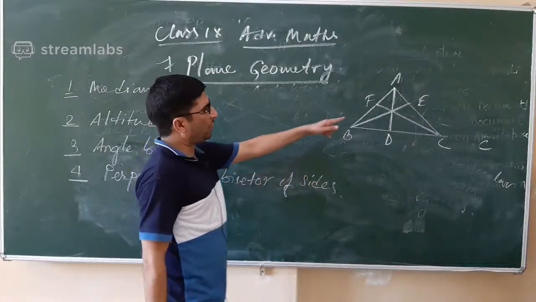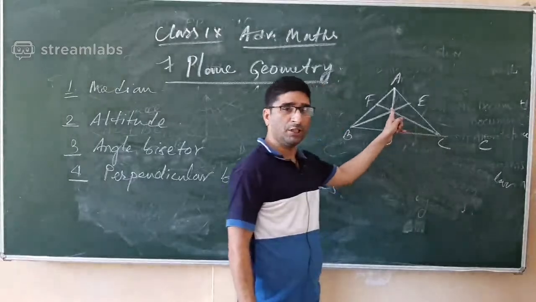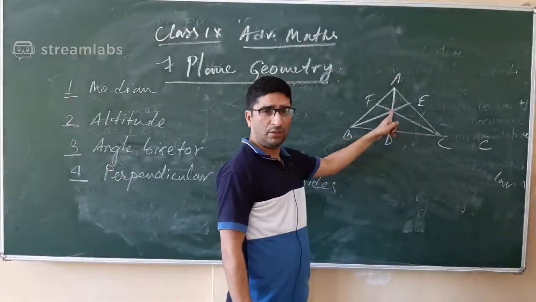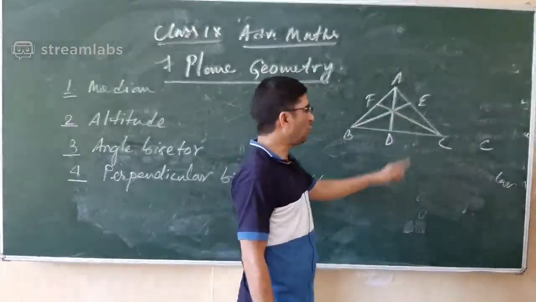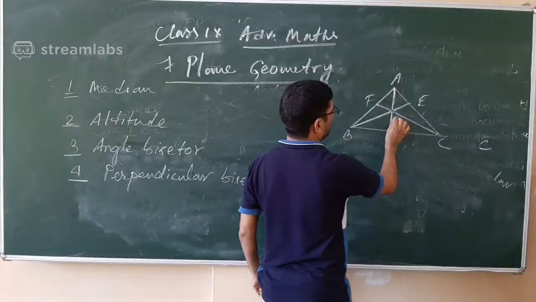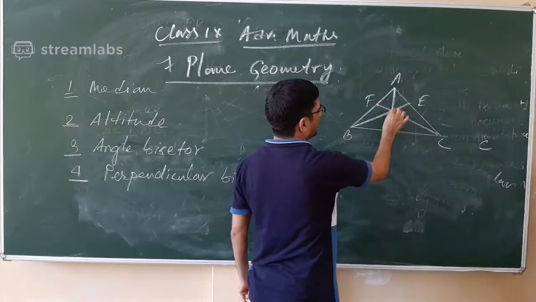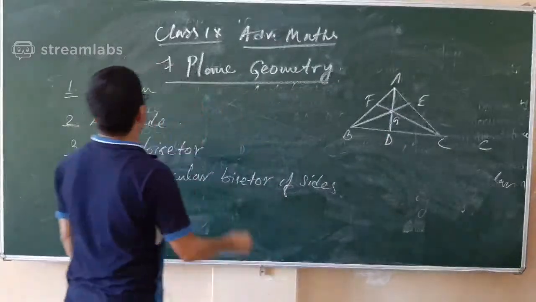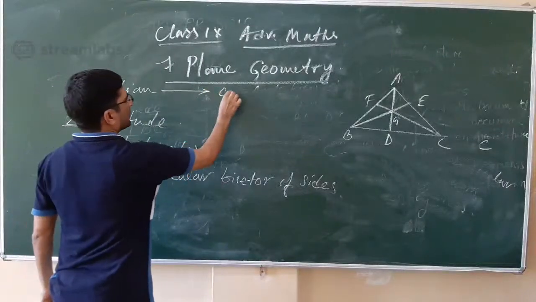Now the meeting point of the medians is called the centroid and it is denoted by G. It is called what? Centroid. So the meeting point of medians is the centroid.